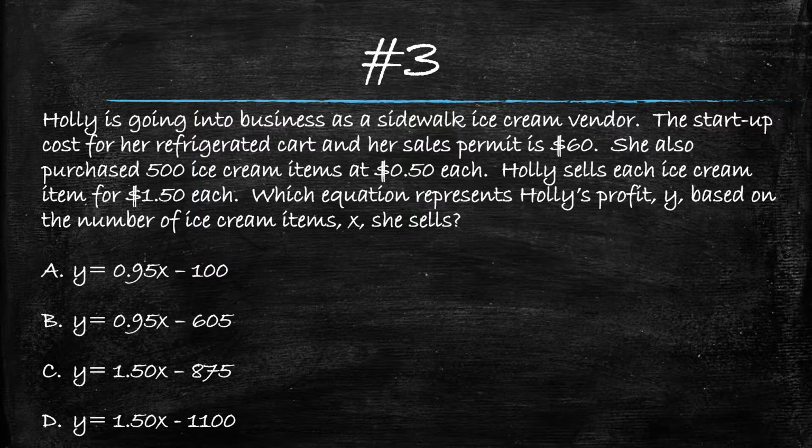A, Y equals 0.95x minus 100. B, Y equals 0.95x minus 605. C, Y equals 1.50x minus 875. Or D, Y equals 1.50x minus 1100. Alright, so let's figure this one out.